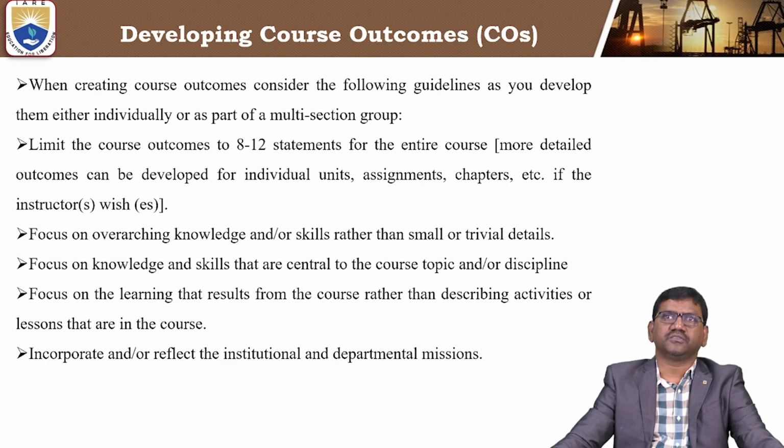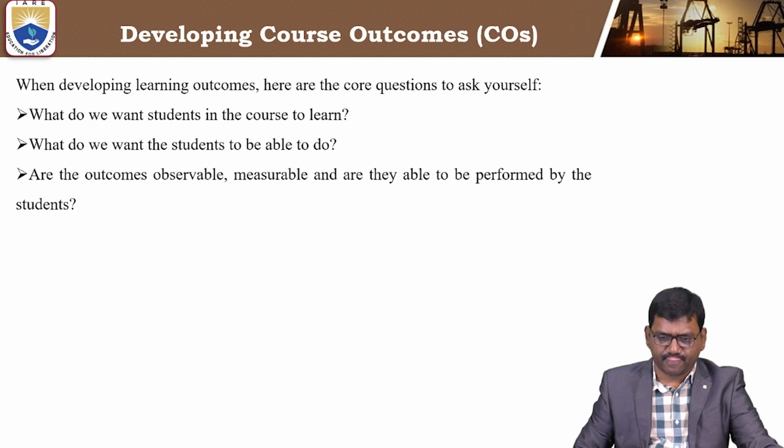Limit the course outcomes to 8 to 12 statements for the entire course. Focus on overarching knowledge and skills rather than small or trivial details. So how to develop a course outcome? We need to focus on knowledge and skills that are central to the course topic and our discipline. Incorporate and reflect the institution and departmental missions. Focus on the learning that results from the course rather than describing activities or lessons that are in the course.